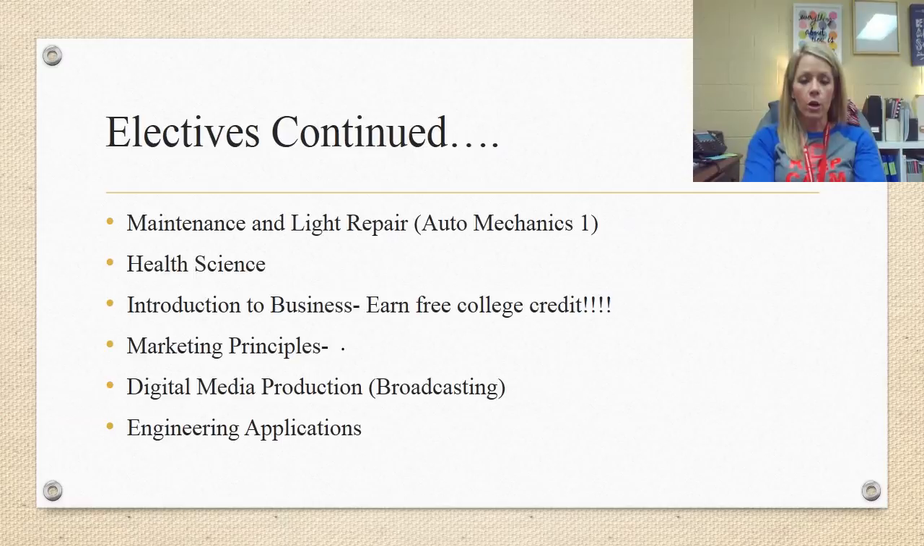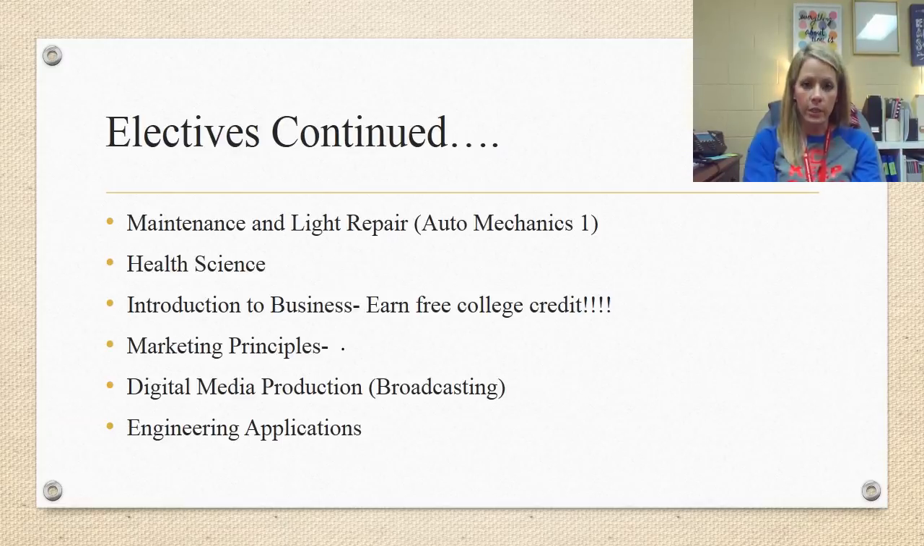But they learn the psychology behind different companies. So for example, the reason that McDonald's colors are red and yellow is because it has been scientifically proven to activate the hunger part of your brain and you eat more. If you are wanting to be a doctor, you might want to take marketing principles because one day you're going to own your own clinic and you need people to come into your clinic so that you make money.